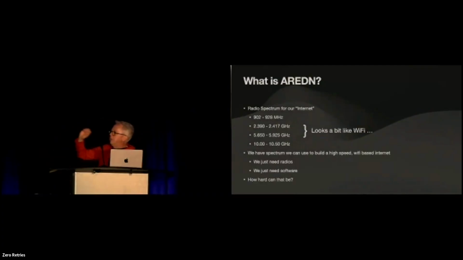And then there's a little bit of AREDN operating up in the 10 gigahertz part of the spectrum, where we have a whole big chunk of spectrum, which is not doing a whole heck of a lot. Mostly because it's really difficult and expensive to buy radios up there, but it does exist and people do use it.